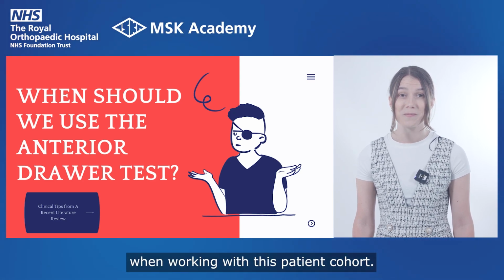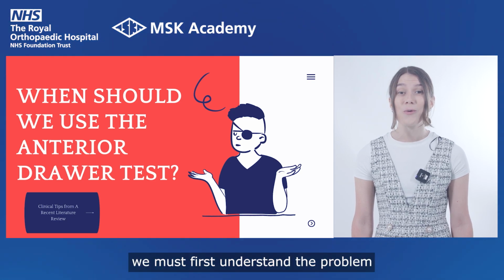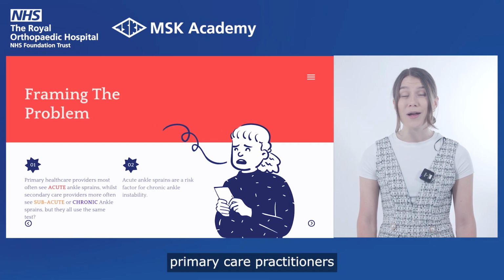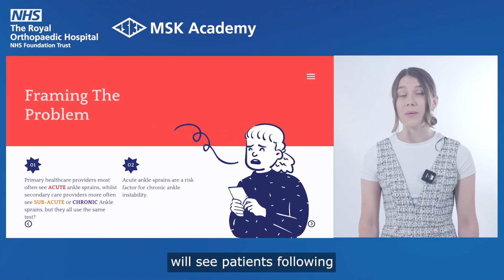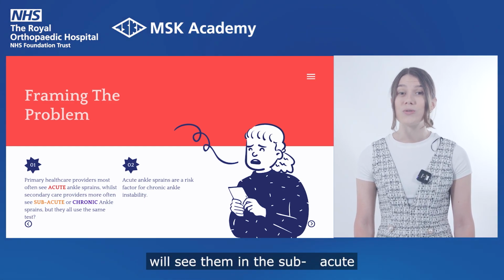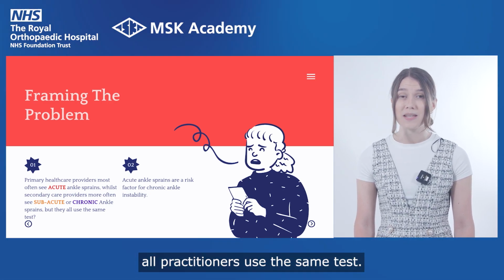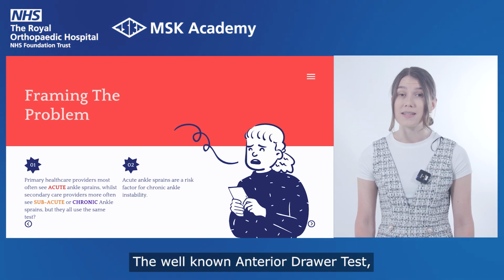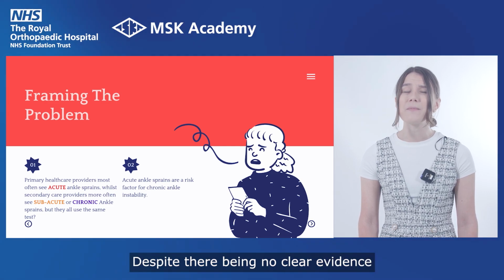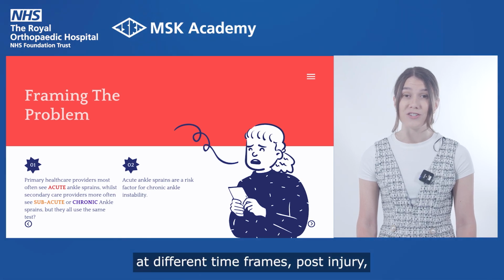with this patient cohort. To understand the importance of this and to integrate it into our clinical practice, we must first understand the problem. In clinical practice, it is most likely that primary care practitioners will see patients following lateral ankle sprains in the acute phase of injury, while secondary care practitioners will see them in the subacute and chronic phases of injury. And yet, all practitioners use the same test, the well-known anterior drawer test, to determine whether patients have suffered an injury to the anterior talofibular ligament, despite there being no clear evidence in the literature determining its diagnostic ability at different timeframes post-injury.